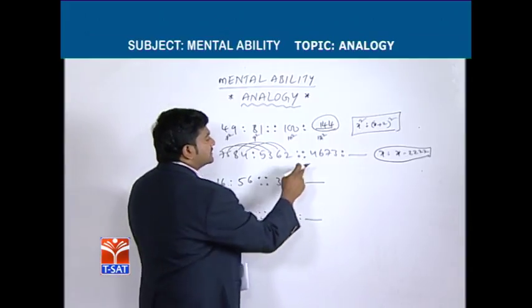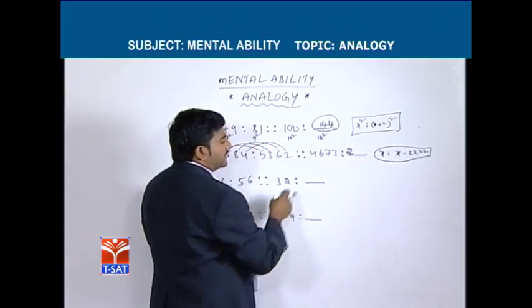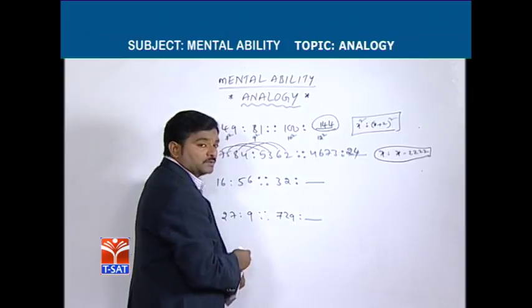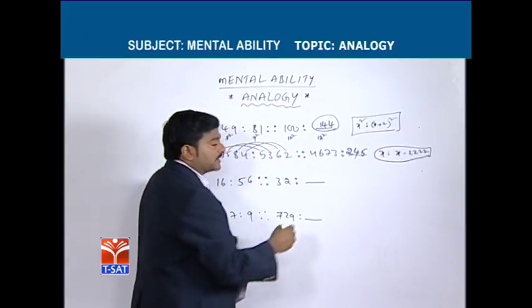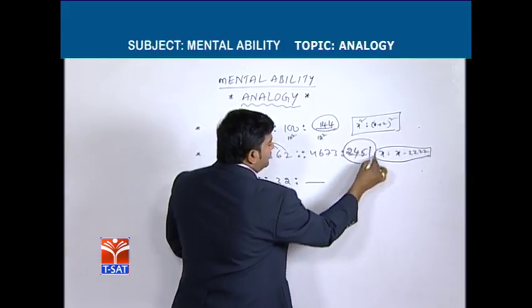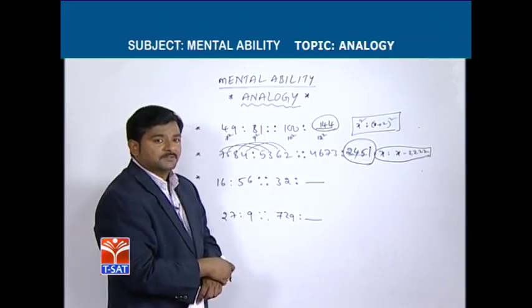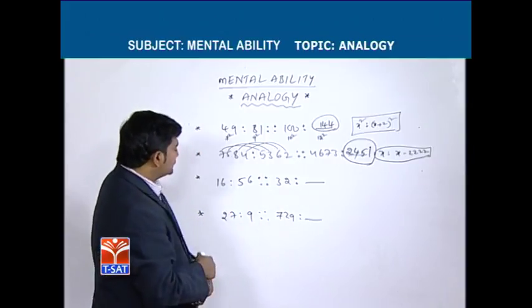Similarly apply here, subtracting 2 from 4. What will you get? 2 you will get. Subtracting 2 from 6. What will you get? 4 you will get. Subtracting 2 from 7. What will you get here? 5 you will get. Subtracting 2 from 3. What will you get here? 1 you will get. Therefore, the final answer for that question is 2, 4, 5, 1. I hope you understood the concept of that. Now, we'll go to this.